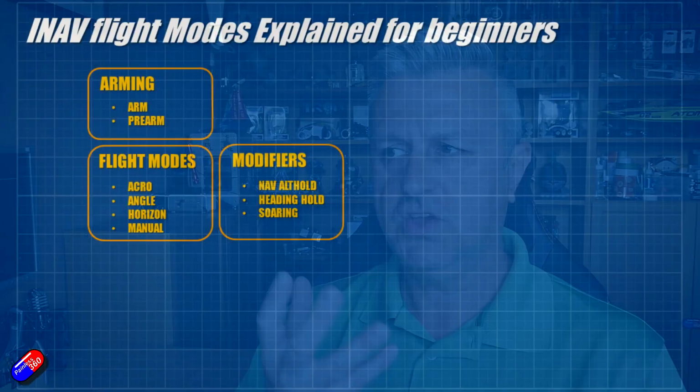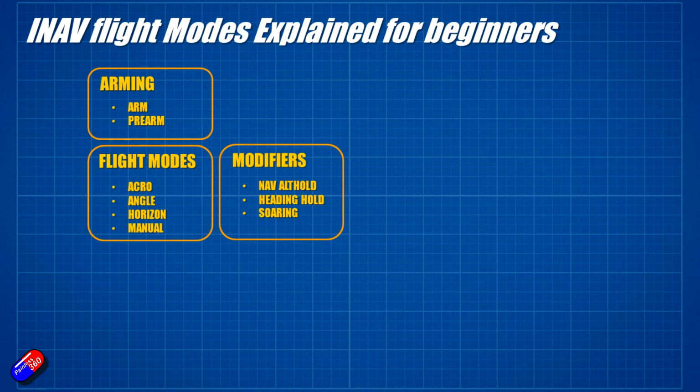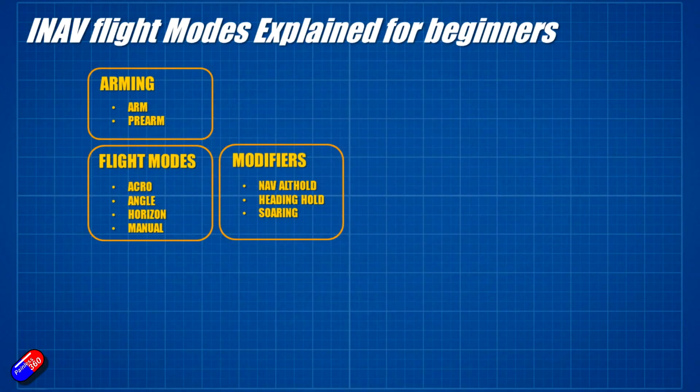So for example, you could have angle mode and you could have nav alt hold turned on at the same time, and it's going to fly straight and level, and it's also going to make sure that it maintains the height that it's at as well. Other modes in this include things like heading hold. Guess what? That's going to try and keep it pointing in the same direction. So having things like a compass is handy for this, but not absolutely necessary in things like fixed wing.